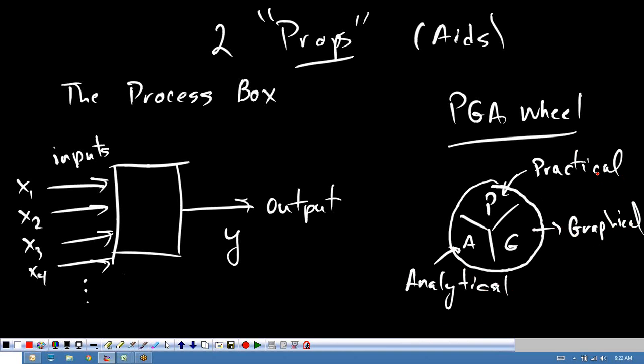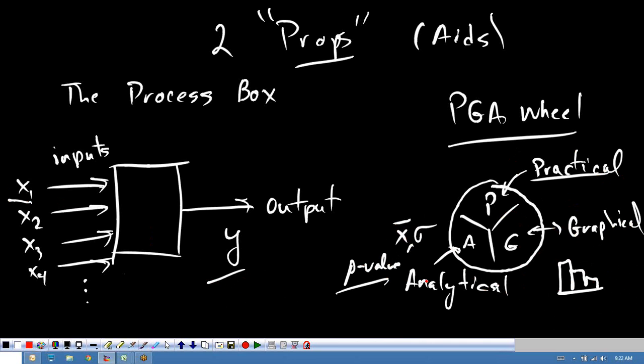So in short, this is the real-world language question that you'd ask. If you ask it in English, it would be something like, I wonder if X1 drives Y. Graphical means make a plot. You make a picture of what's going on, whatever that is. I just drew a histogram there. And analytical means you back it up with some calculation. I calculate the X bar, I calculate the sigma, I calculate a p-value. We'll learn about that a little bit later in the course. And then finally, we're always coming back to the practical and making a conclusion.